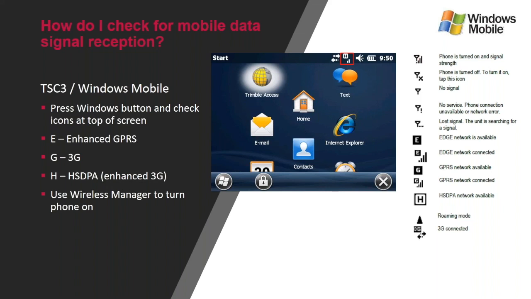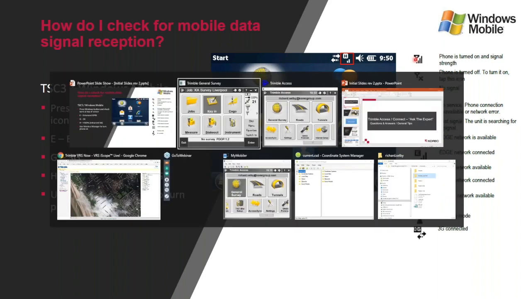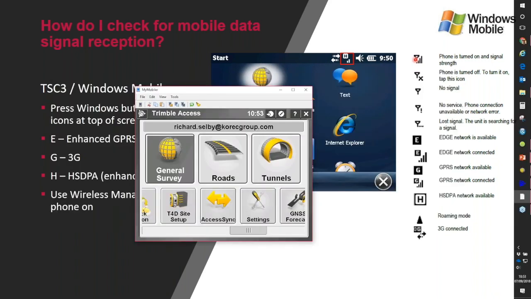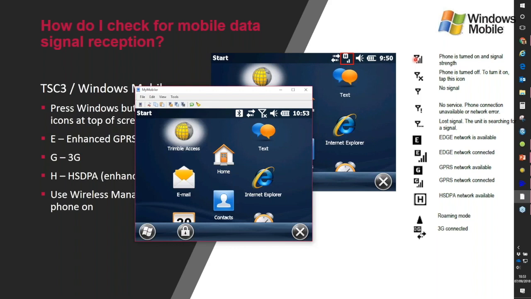So I'm just going to skip to a TSC3 that I've got plugged into my PC, and I'm just going to hit the Windows button on that TSC3, and I can see what's going on with this particular device and the mobile data status. And we've got here a phone is turned off symbol at the moment at the top. So basically I need to go and turn the phone on. To do that, just click at the top of the TSC3 screen, and click on the phone symbol or the data transfer symbol.